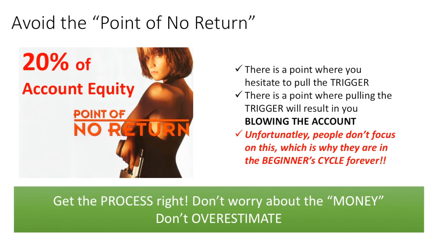Unfortunately, people don't focus on this, which is why they are in the beginner cycle forever. So, although I put a lot of numbers down there, basically, if you're down to 20-25% of your account and you still trade, you are entering a new, different psychological state. You'll probably lose the account anyway. So what we need to do is really get the process right. Okay, don't worry about the money. Don't overestimate trading. Just get the process right and trade well. You don't necessarily need to make money, but you need to know how to trade well in order to preserve your capital.